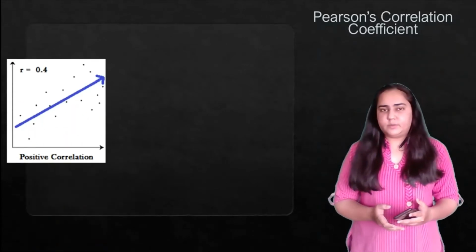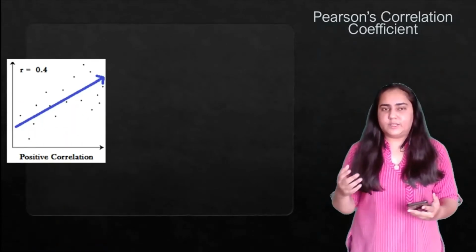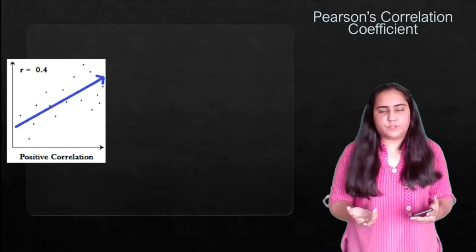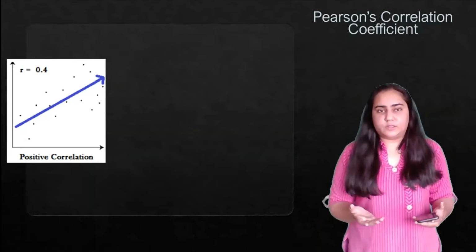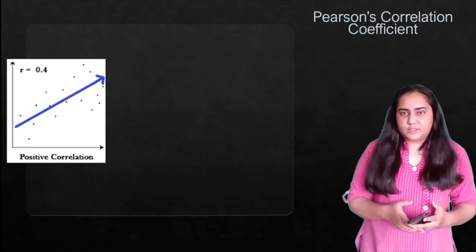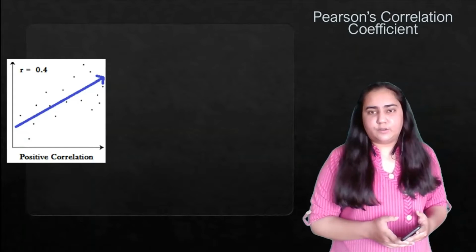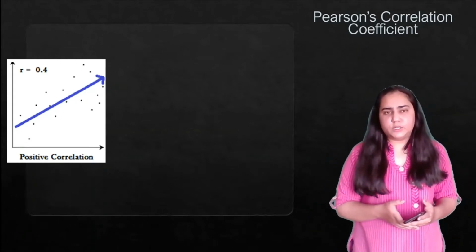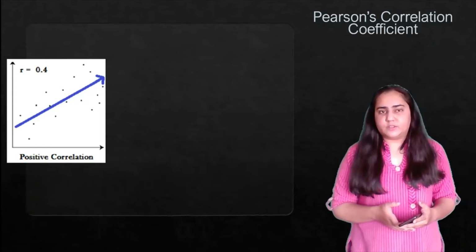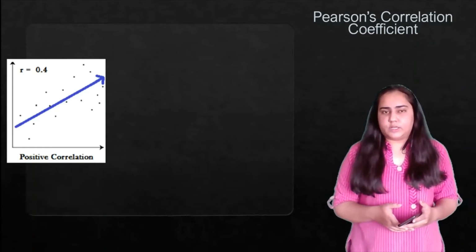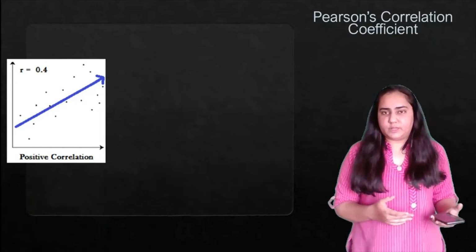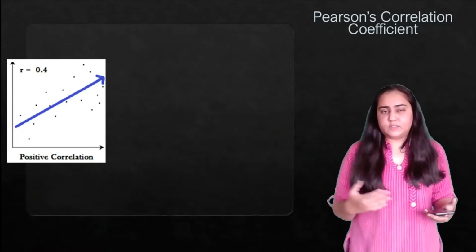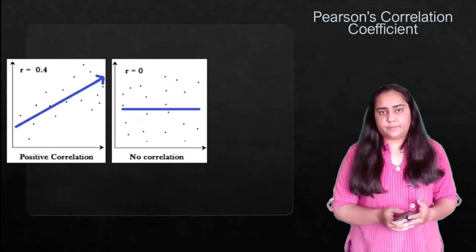Here are some scatter plots showing you what exactly the coefficient looks like. What is the value of the coefficient when the scatter plot looks like this? So this is one of the scatter plots, and here you can see the value of R is 0.4, which means there is a correlation, and because R is positive, it is a positive correlation where if one variable increases, the other one also increases, or if one decreases, the other one also decreases.